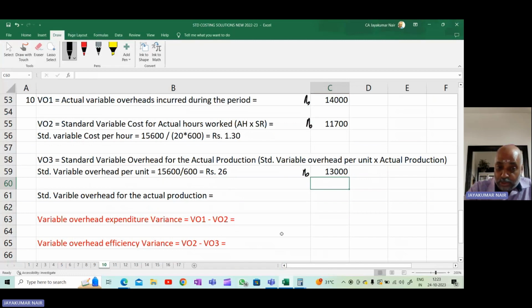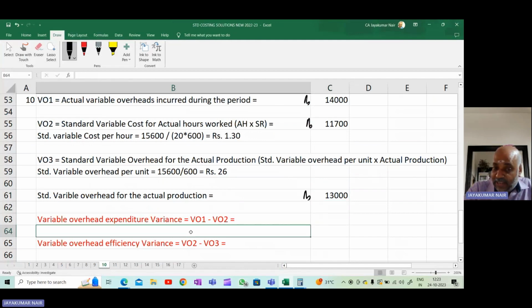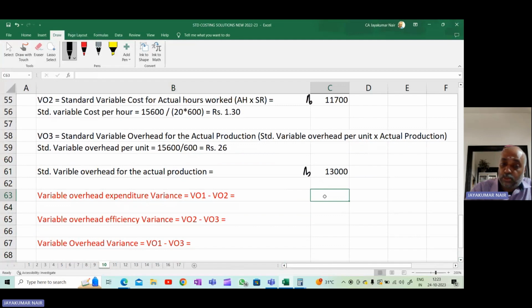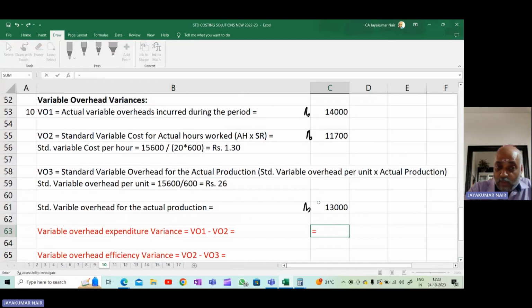And after you have computed this, you can find out what is the expenditure variance, efficiency variance, and variable overhead variance. So what do we do? It is VO1. VO1 is the actual minus the standard. Since standard is less than the actual, that means it is adverse. So if it is positive, I said it is adverse in my earlier video. So actual is more than the standard, so it is adverse.